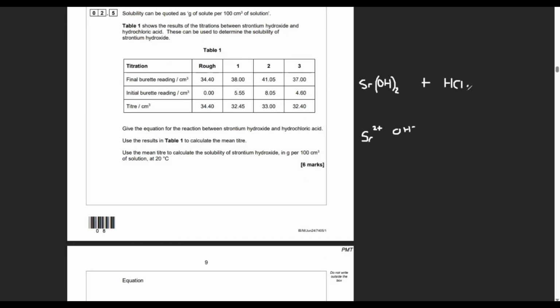Maybe, maybe not. Hydrochloric acid will be aqueous, and the strontium hydroxide is going to be solid. No, it's not. It's going to be aqueous because we made a solution. Why wouldn't it be solid? Well, they filtered off the excess solid, the undissolved strontium hydroxide. So we're left with the solution, and that's what we want to find the solubility of.